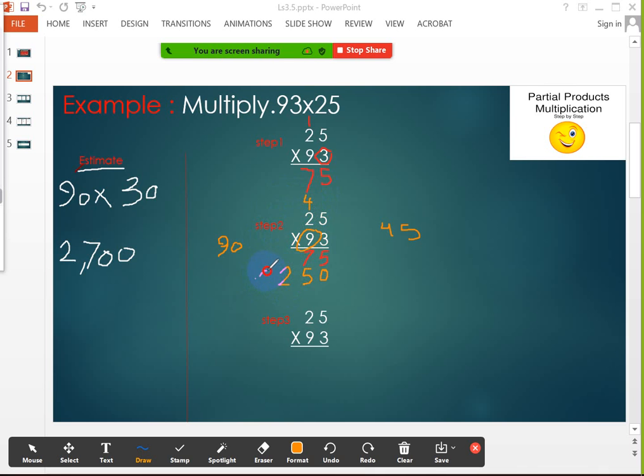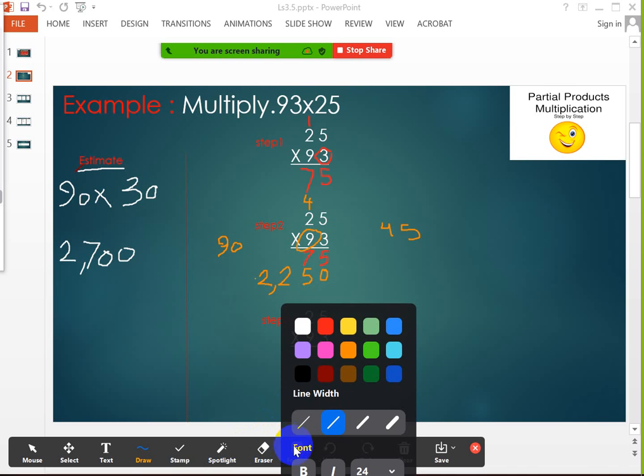Okay? So the same strategy. I will use the same strategy, but the difference will be in the tens digit: I have to put 0 under the ones, because the value of the 9 in the tens digit will be 90. Now the last step, what I have to do, I have to add the answers to find the final answer.